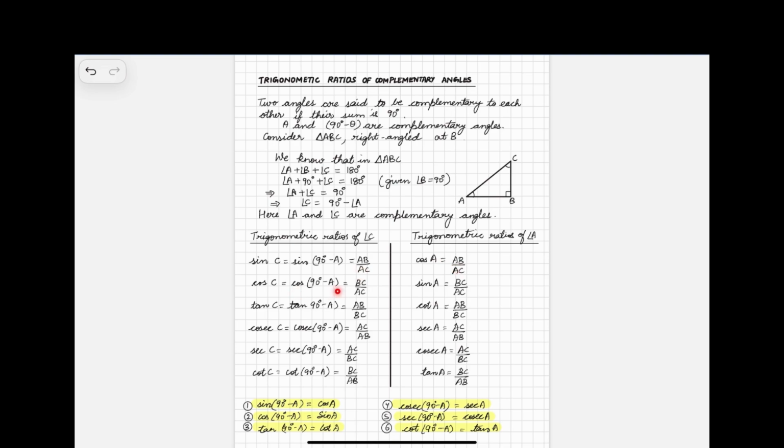Similarly, cos of 90 minus A is equal to sin A. Tan of 90 minus A is equal to cot A. Cosecant of 90 minus A is equal to secant A. Secant of 90 minus A is equal to cosecant A. And cot of 90 minus A is equal to tan A.